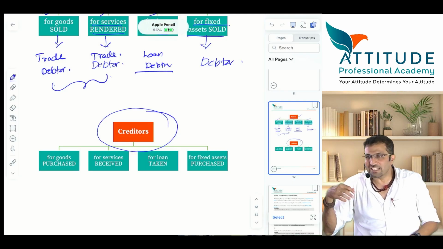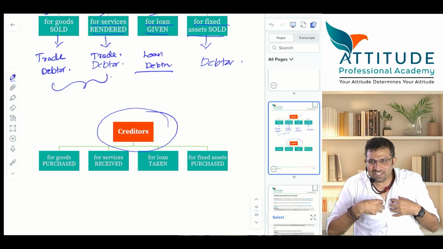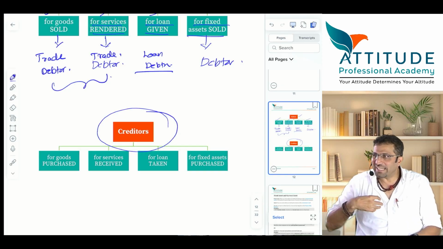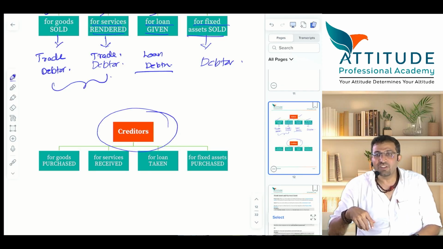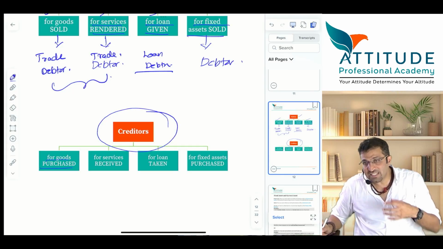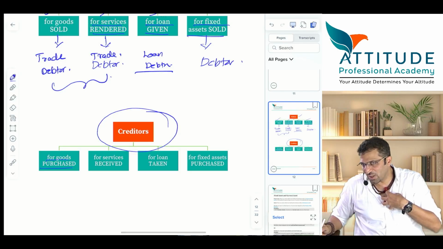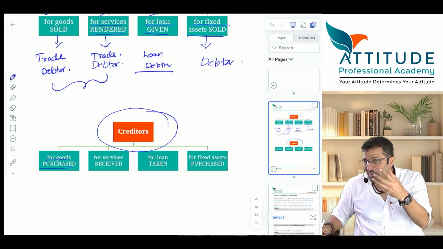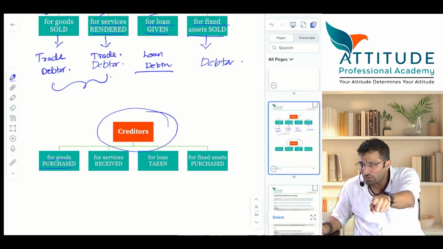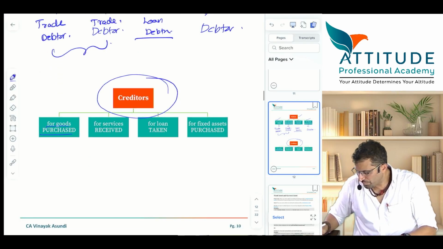Now, in all these 4 cases, Vinayak sir has already received the benefit. Now tell me, look from my angle, not from your angle. From my angle, who are you? Creditor. Reason: creditor for goods purchased. I have purchased. Look from my angle now, not from your angle. I have purchased. I have already received the benefit. Have I passed on the benefit? No. So for me, you are a trade creditor.